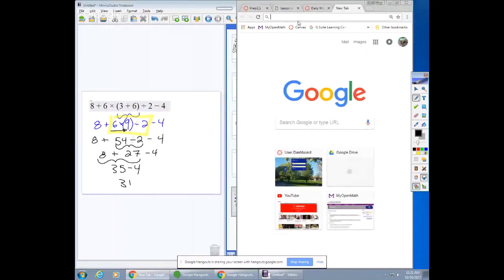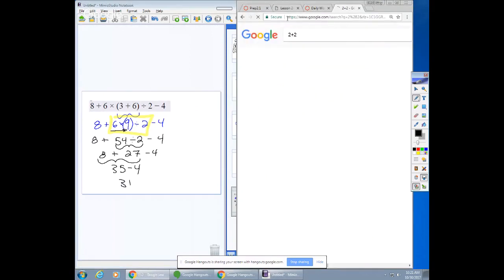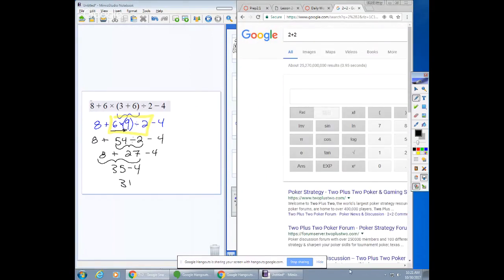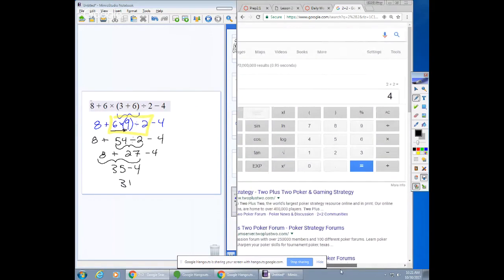All right, so let's see. I'm going to whip out my Google calculator here. All right, so in Google, I should be able to just type it. 8 plus 6 times parentheses, 3 plus 6, close parentheses, divide by 2, subtract 4. I think that looks like it. Equals 31. Okay. Otherwise, do it in stages and use your calculator.